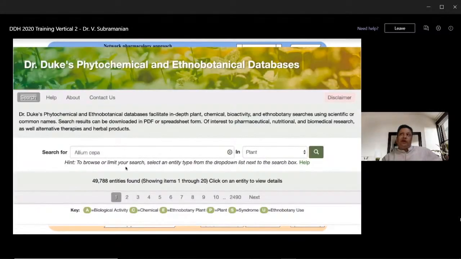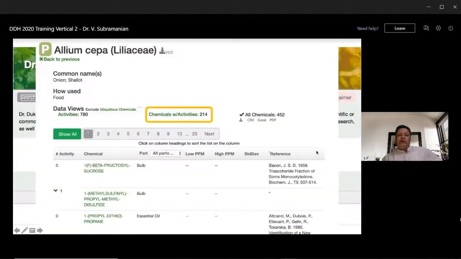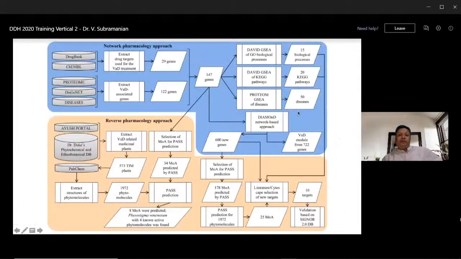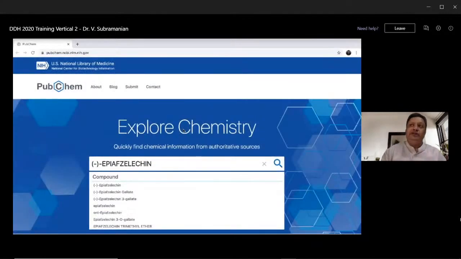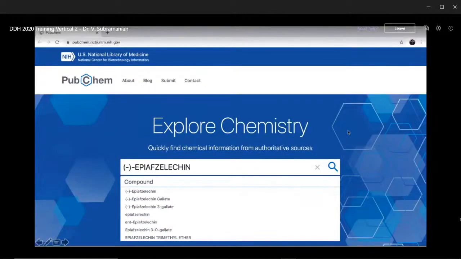And then the next step was to find which phytoconstituents are reported for these plants. For those we used Dr. Duke's Phytochemical and Ethnobotanical Database. We put in the name of the plant and searched. There were a number of compounds reported in different parts of the plants, and we collected that data. Then we needed the chemical structures of these phytoconstituents, and we used PubChem to download them, and then you can store them in a file.